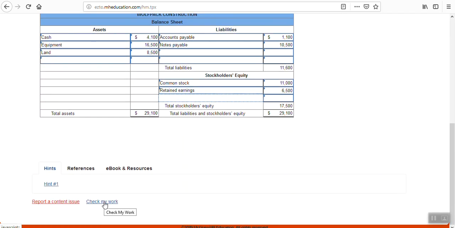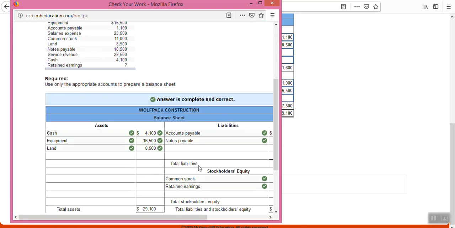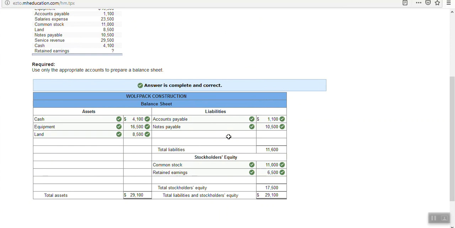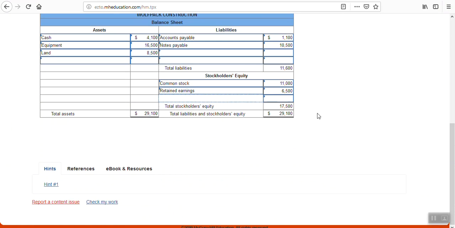Down here, you'll see a check my work, so you can use that. And if we've done things correctly, you will see answer is complete and correct. And you should see little green check marks everywhere that's complete. If you put something in that's incorrect, you will see a red X mark. If you leave something out, and this is important to know, if you leave something out and there's a blank, it will not put a red X mark. It will just say answer is not complete. So you have to find where you're missing something if you're missing it. So let's go back here.